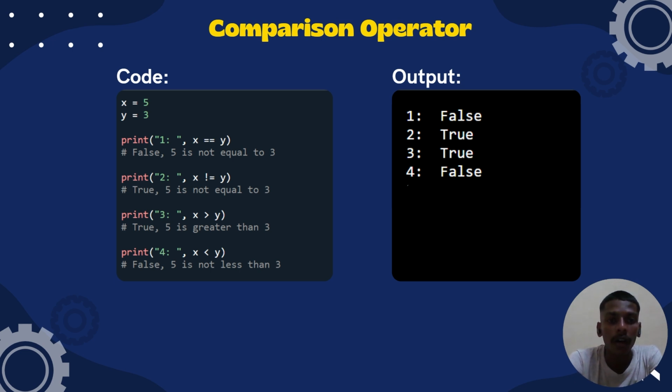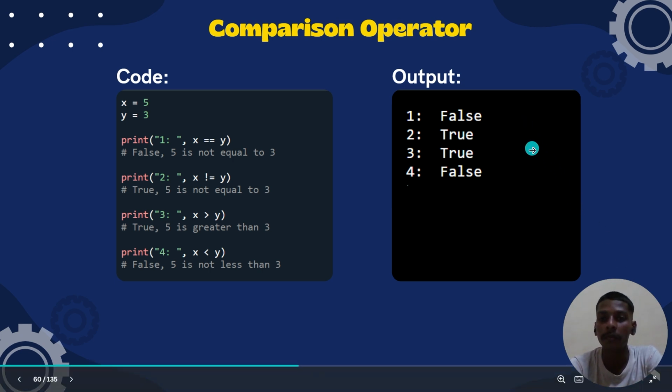Print 2: x not equal to y. True. 5 is not equal to 3. Print 3: x greater than y. True. 5 is greater than 3. Print 4: x less than y. False. 5 is not less than 3. We can see the output here.